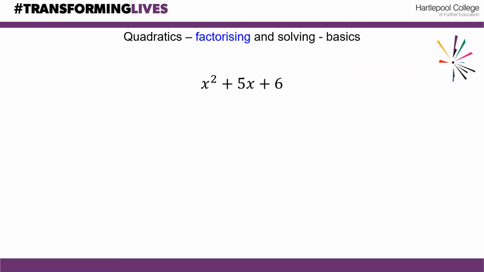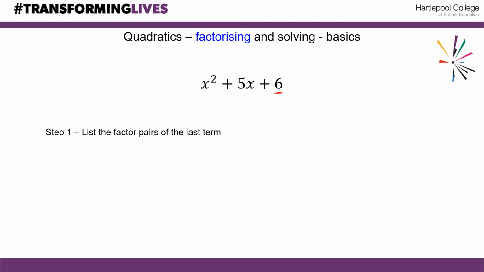Okay, so this is what a quadratic looks like. It usually has a term in x squared, a term in just x, and it usually also has a constant as well. And we have some steps to try to factorize these. So step 1, we list the factor pairs of the last term. For clarity, that is the factor pairs of the constant, the 6.